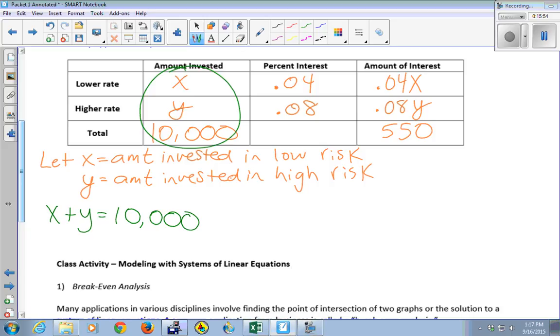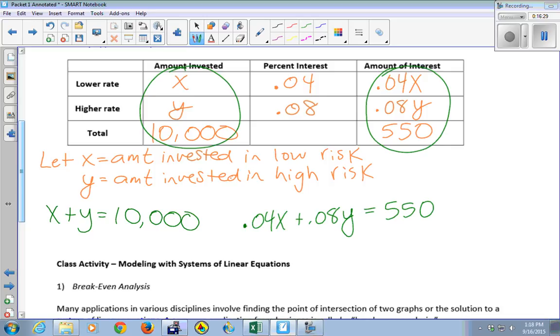And then I've got this column over here. How can I relate these quantities with an equation? Add them as well, yeah. This is the interest you earn in your low risk fund. This is the interest you earn in your high risk fund. You want to make sure that you can combine those to make a total of $550. So my other equation is 0.04x plus 0.08y equals 550.